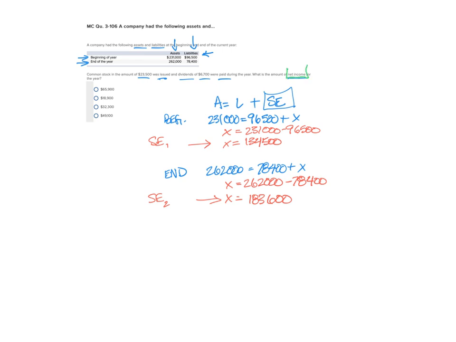Okay, well, that's all good and well, but we still don't have the requirement of the problem, which is net income. And so what we then have to ask ourselves is, now that we have stockholders' equity, does that get us any closer to solving for the missing variable that we're trying to reach?